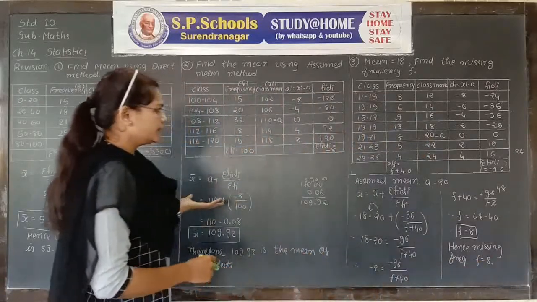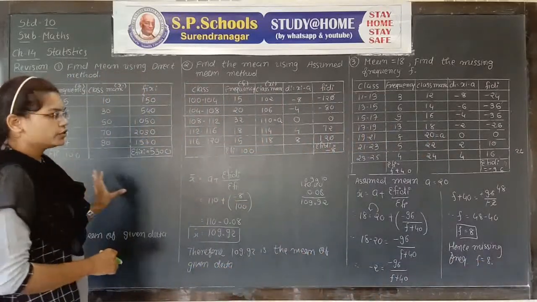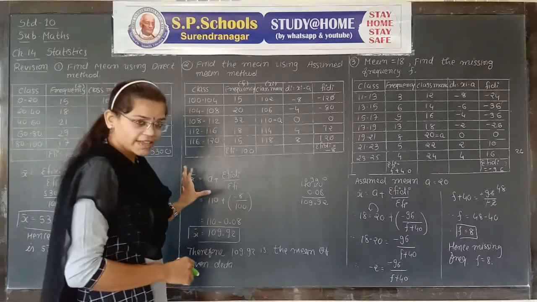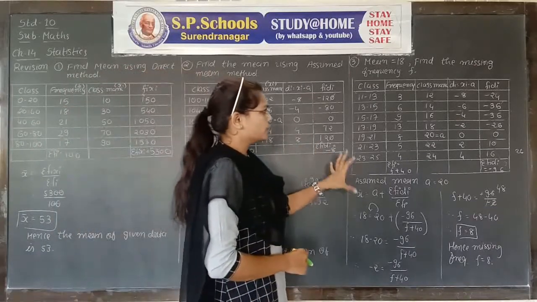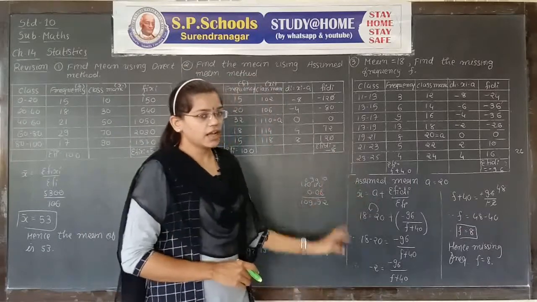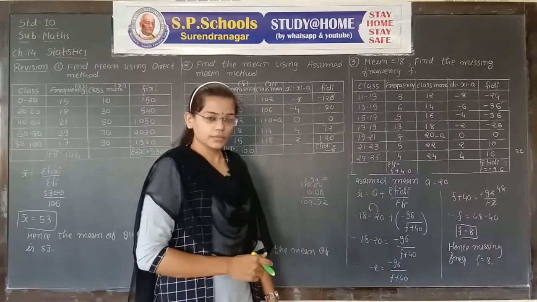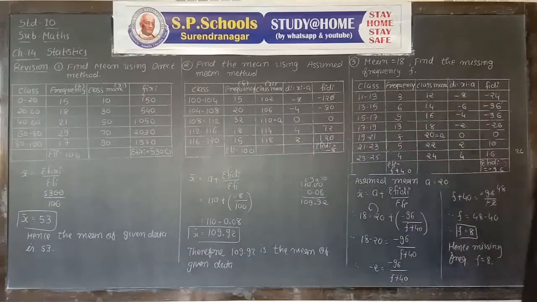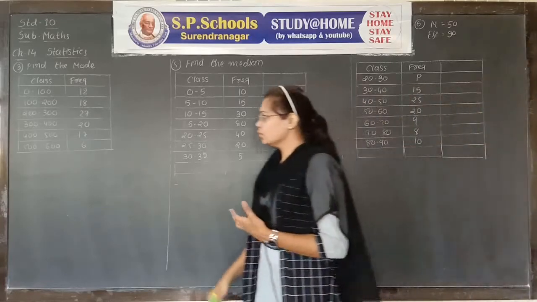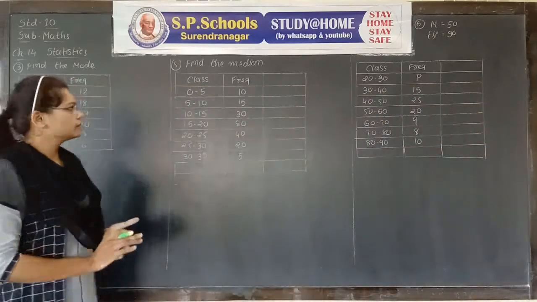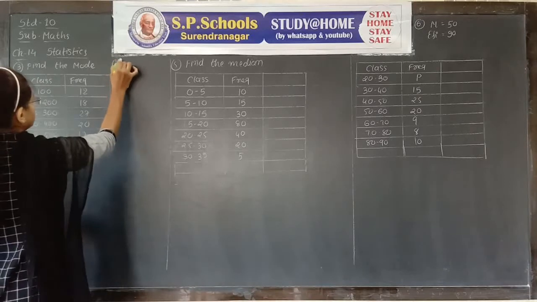obtained. Here 3 important sums are completed. One is for the direct method, how to find mean using the direct method. Second is for mean using the assumed mean method, and third is for missing frequency. All 3 are important. Now we see mode and median. Let's see some more examples regarding our revision.